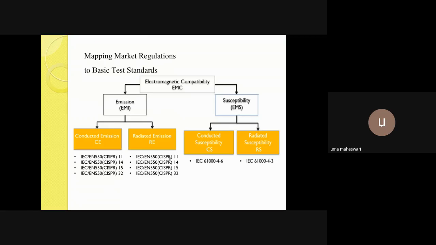These are the IEC CISPR standards, 11, 14 and 15, and CISPR 32, different standards we need to follow for radiated emission and conducted emission. To get these standards, we need to pay to IEC CISPR, and each number specifies one thing. Maybe 11 is for industry, 14 for medical, and 15 for other specific products. Before giving the product for testing, we need to have a clear idea of which standard has to be tested for the product. For conducted susceptibility, it is IEC 61000-4-6, and for radiated susceptibility, IEC 61000-4-3.